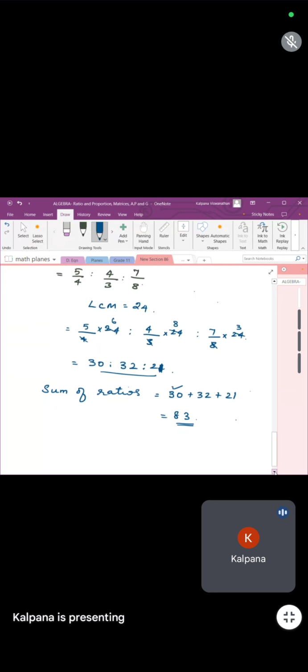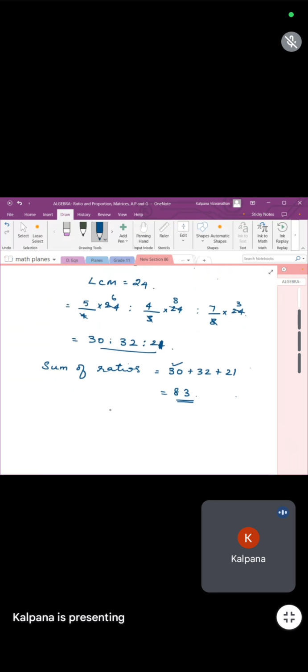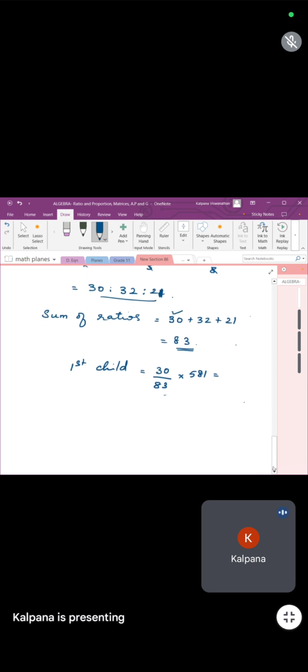So how can we do that? Always the first child will get 30 parts out of 83, therefore out of 581 rupees, how much is he going to get? Can you understand? So this total ratio is 83. Out of 83, these 30 parts go to the first child. Therefore, in 581 rupees, how much amount will go to him? You can calculate and find.